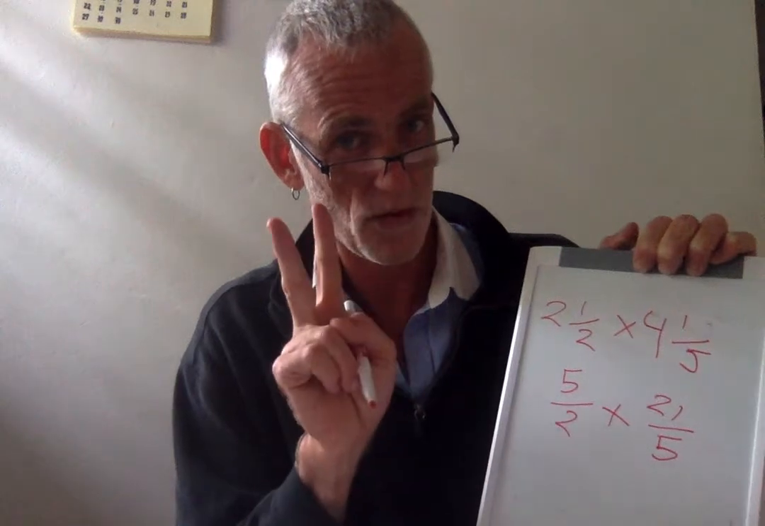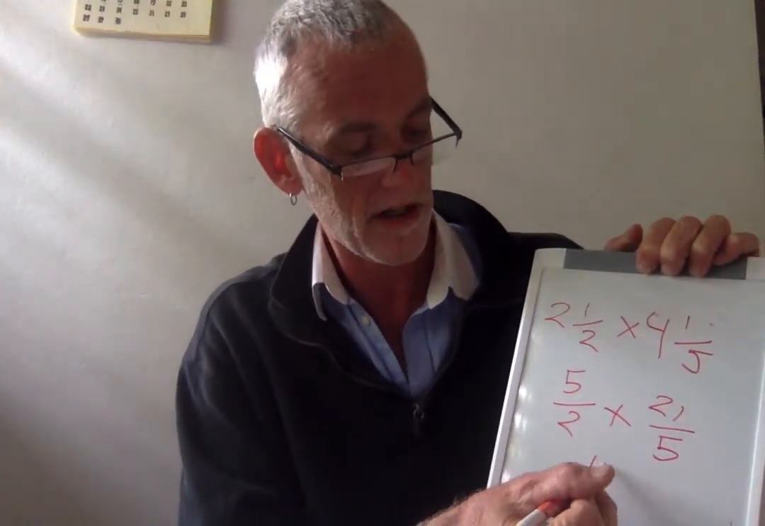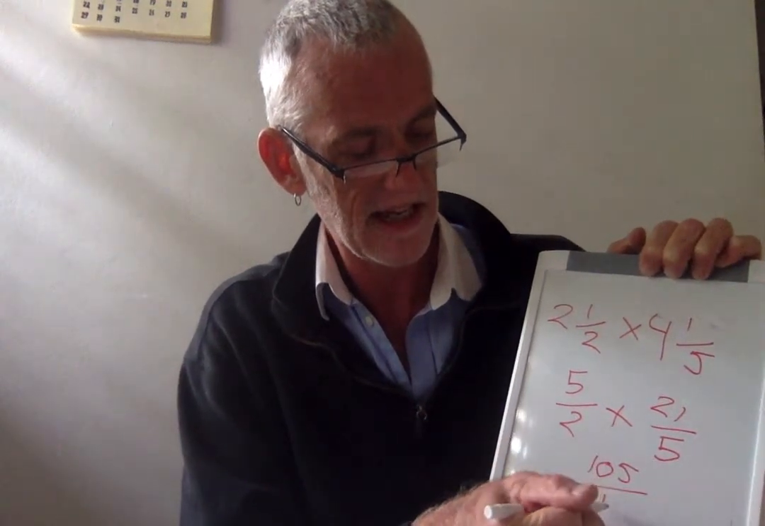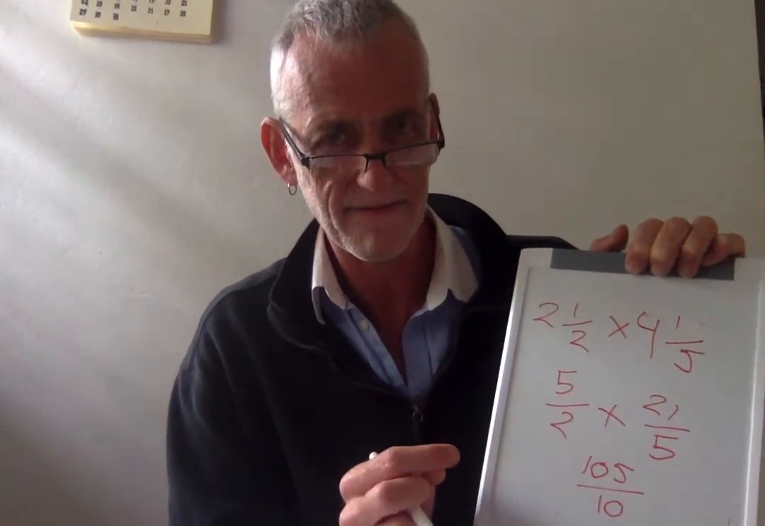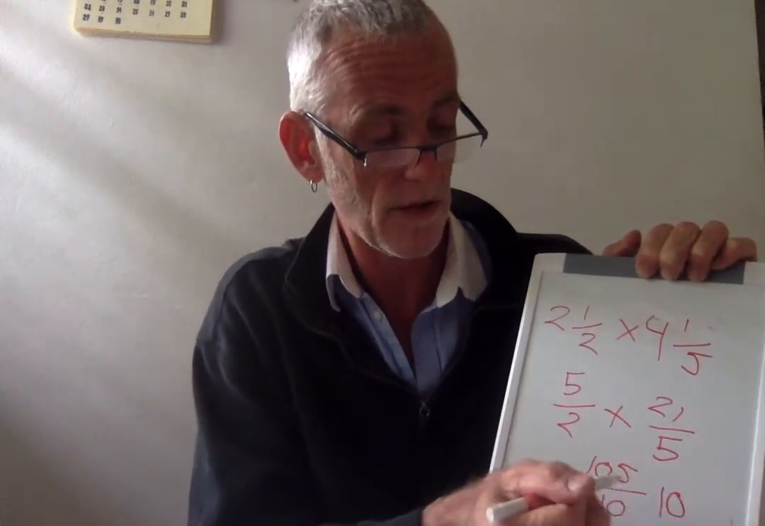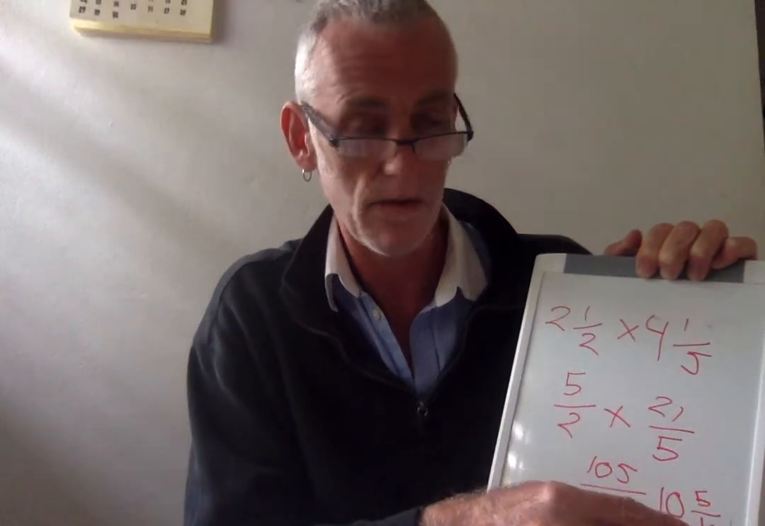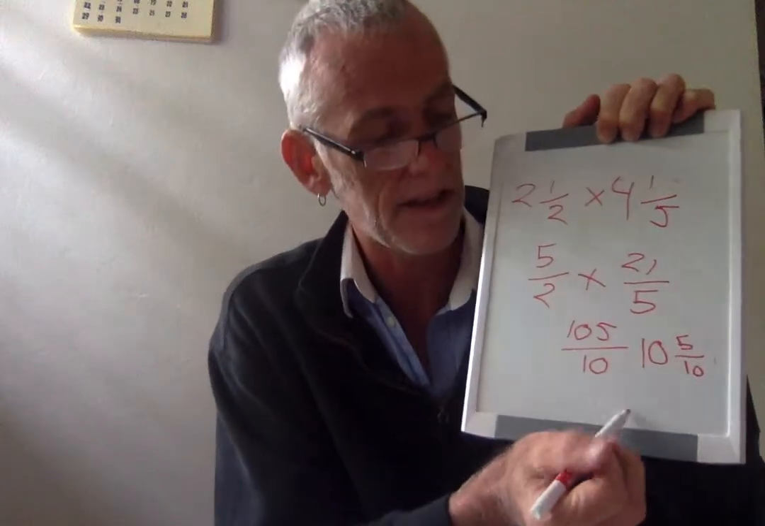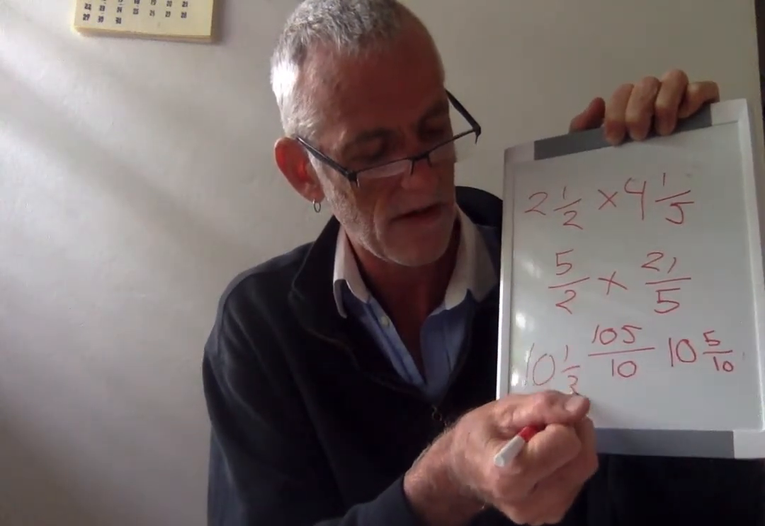All right, two ways of doing it. 5 times 21 is 105. 2 times 5 is 10. How many 10s can you put in 105? 10. 10 times 10 is 100. How many left over? 5. 10 and 5/10. Ooh, you can simplify that 5/10, right? 5/10 simplifies to 1/2. 10 and 1/2.